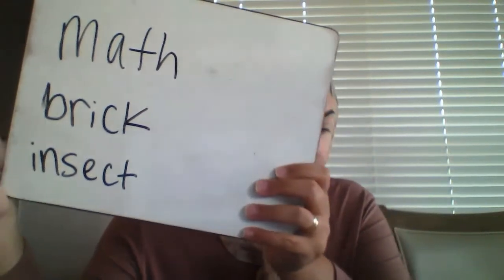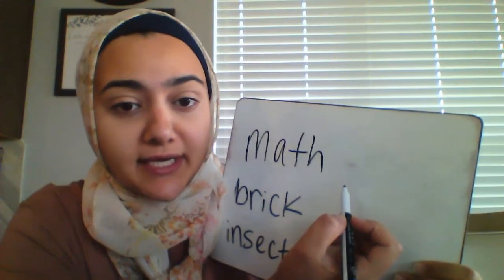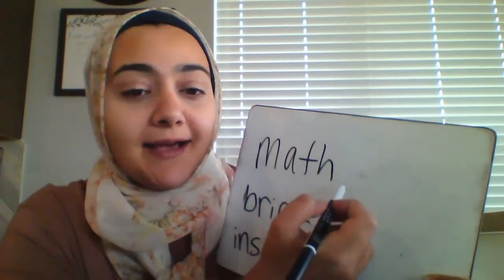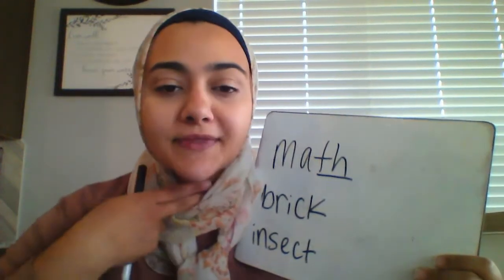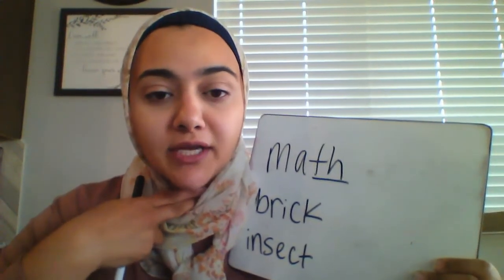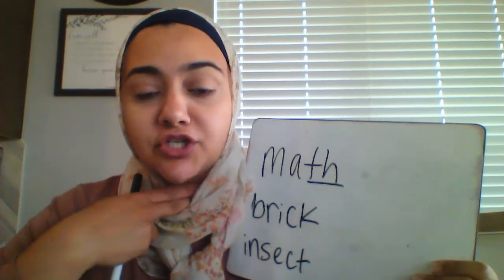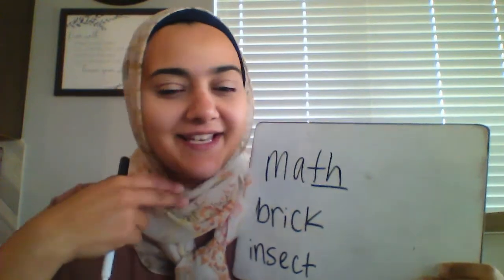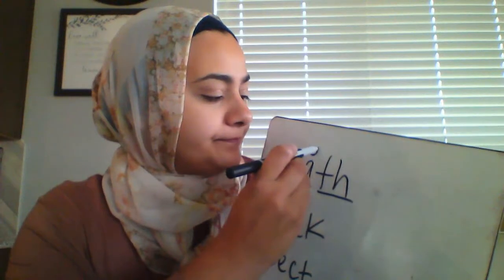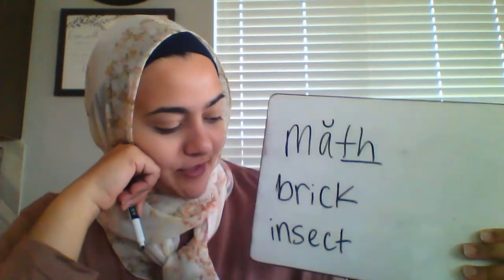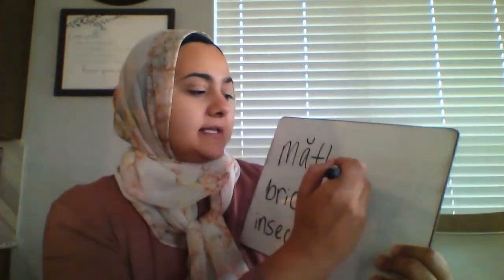Now let's look at the word math. Do we have a digraph? Yes. What's our digraph? TH. Very good. How do we code the digraph TH? By underlining it. Now put your hand on your throat. Math. Do you feel your throat vibrate? No. So is it voiced? No. Do I need to draw a line through it? No, because it's not voiced. How about the A here? How do we code this A? We put a breve on it. Very good. What's the word, class? Math. Is there any other coding we have to do for this word? We are done. That's it.